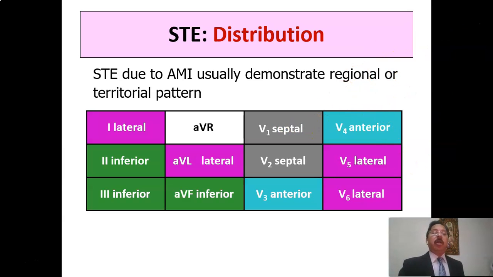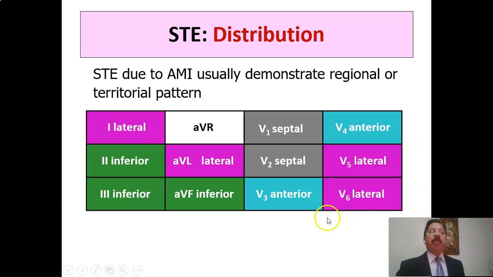So in case of myocardial infarction, it is usually seen in a regional or territorial pattern in the anatomically contiguous leads. Okay, so we have already discussed, but let's review once more: if you see changes in 1, AVL, V5 and V6, this means this is lateral wall myocardial infarction.